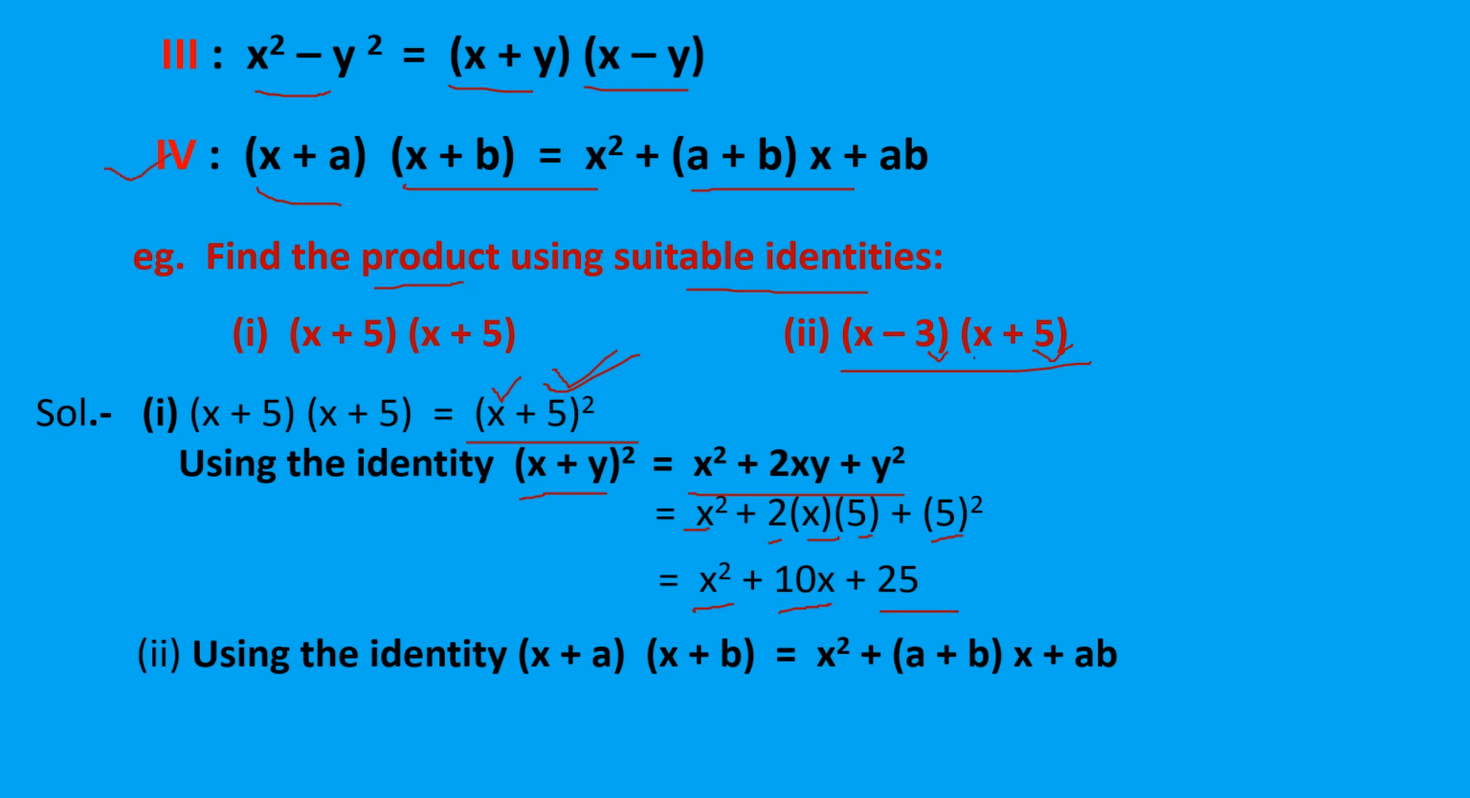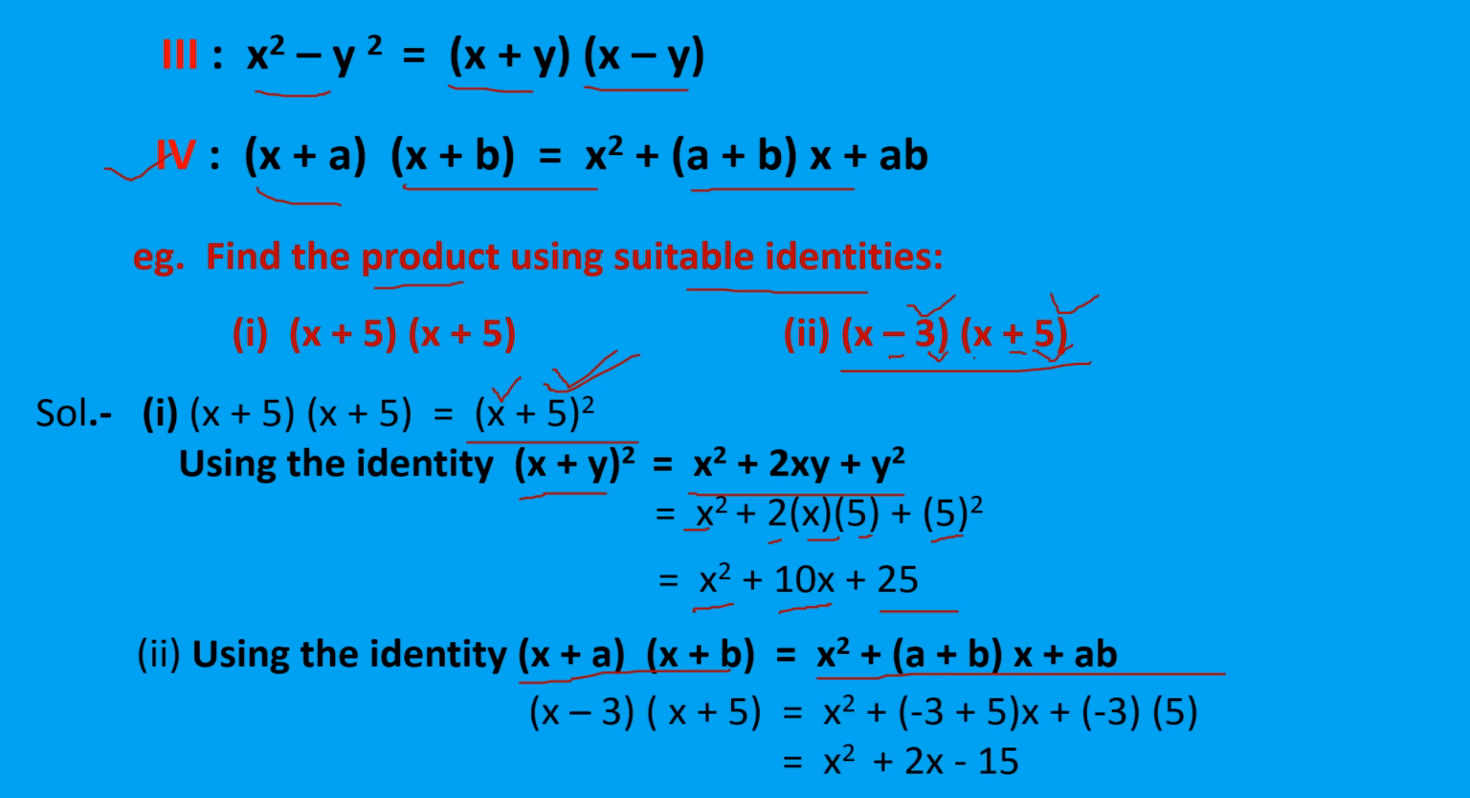It is (x + a)(x + b). So using the identity (x + a)(x + b), this is equal to x square plus (a + b) into x plus ab. So this identity we have to use because here this is 3 and this is 5. It is not the same, and even the signs are also not the same. So we have to use the fourth identity. Now we will apply this identity.